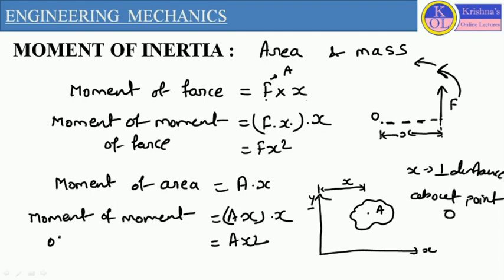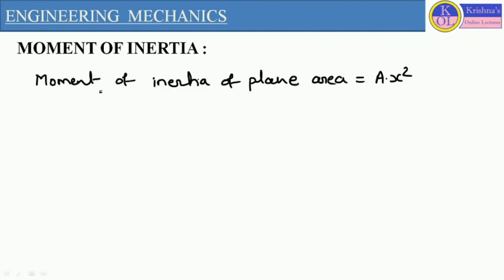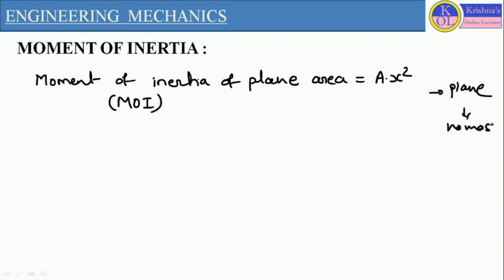This moment of area is called moment of inertia of plane area, which we also denote as MOI. The moment of inertia of plane area will be Ax square. This particular term we consider for any plane which does not have mass, the plane with no mass. For this plane, we will define the position of centroid.